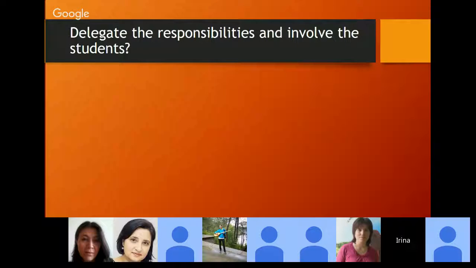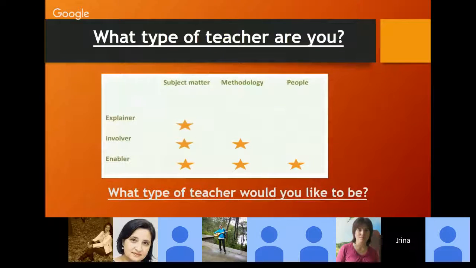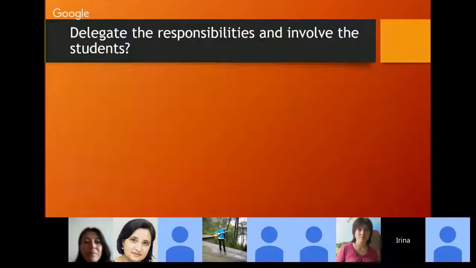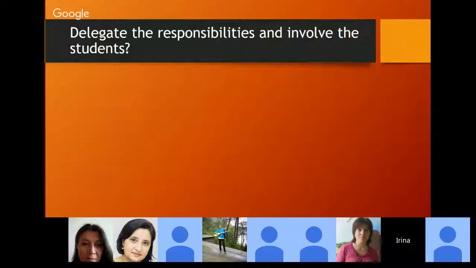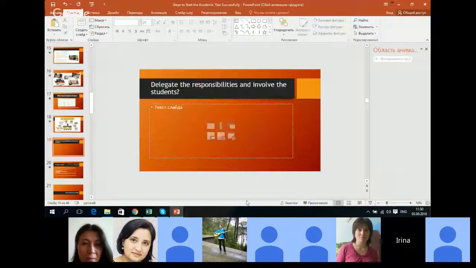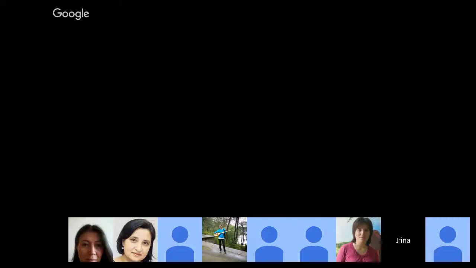And we will just discuss a little bit about delegating responsibilities and involving the students. So this was the problem the explainer had at the first stage. So how to delegate the responsibilities and involve the students? What do you usually do to do this? And I see some comments, or maybe switch on the microphones and just discuss.